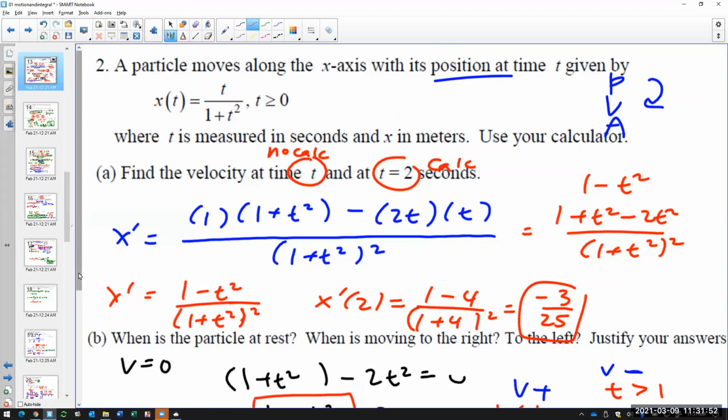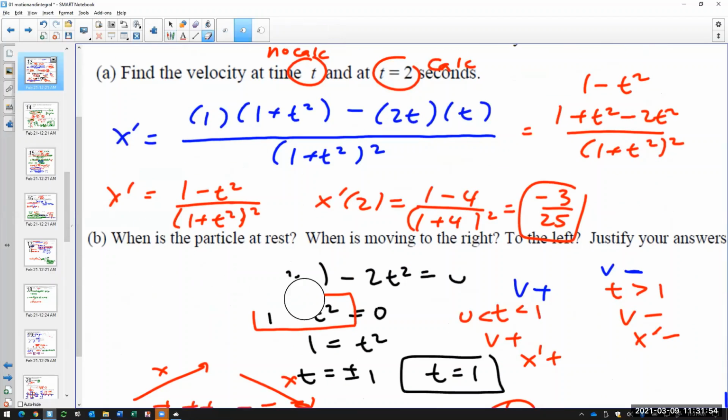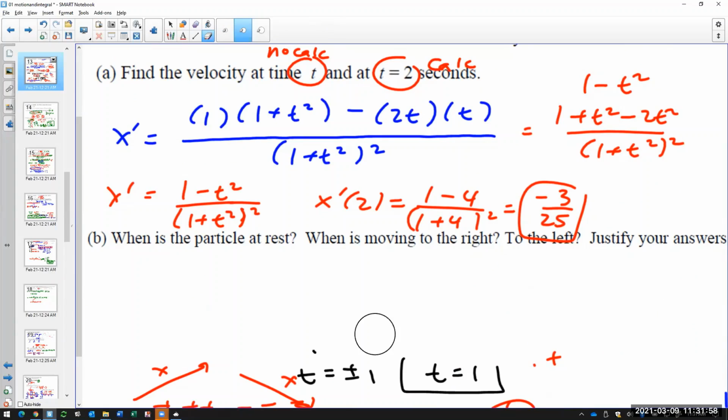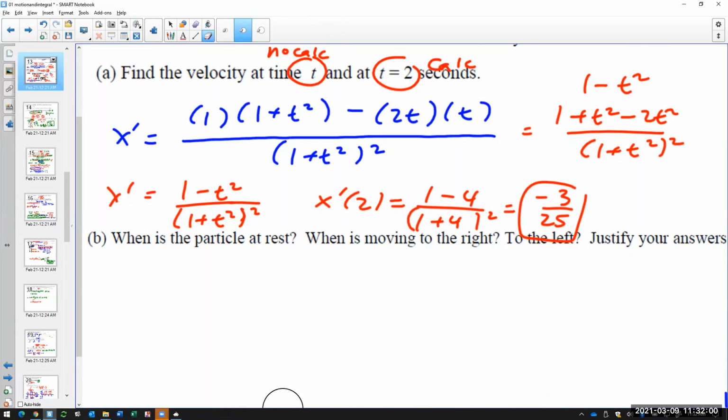All right, so let's go down here. Next question: when is the particle at rest, and when is the particle going to the right, and when is the particle going to the left? Well, first of all, when the particle is at rest, tell me what's 0. Is it position, velocity, or acceleration? It's velocity. So what I'm going to do is set velocity equal to 0.